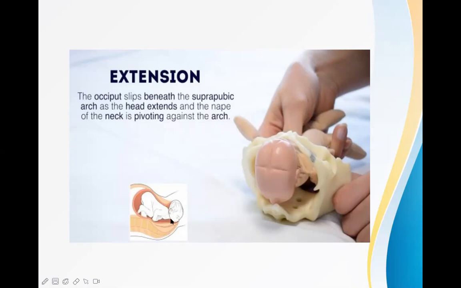Okay, in the beginning, the chin was touching the chest in the flexion position, but now the head is gradually extended. That means the chin is moving away from the chest, or in other words, the occiput is going nearer to the back. This is extension.